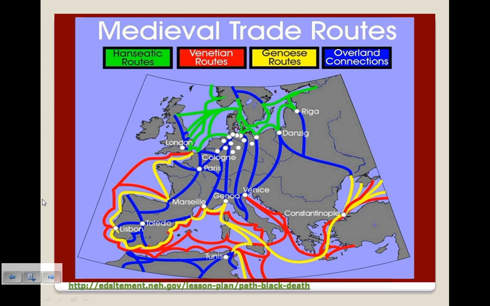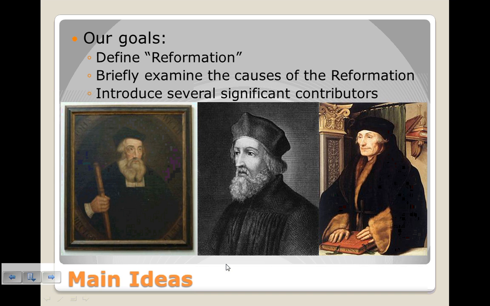Okay, so once again, here's just a picture of those cities. Remember Genoa, Venice, Florence down here. So these cities played a key role in the exchange of goods and ideas all throughout Europe, and not just Europe, but in the East and in Africa as well.